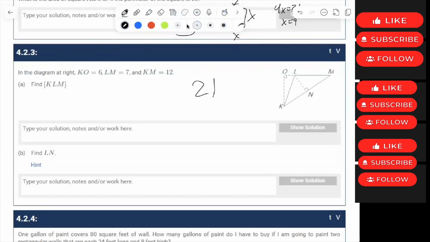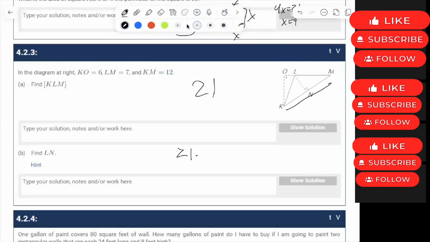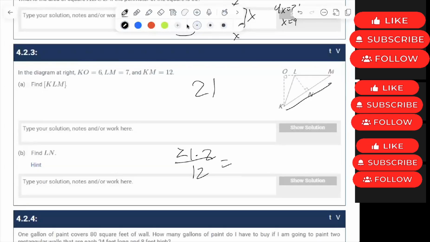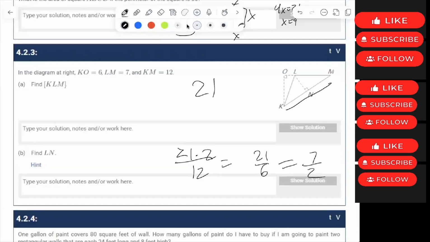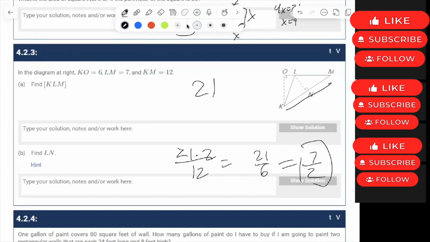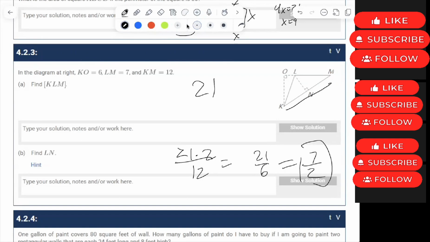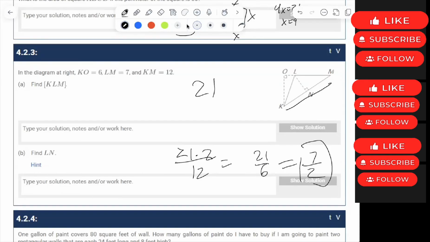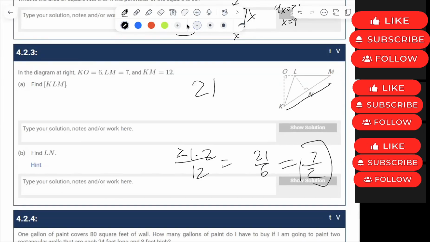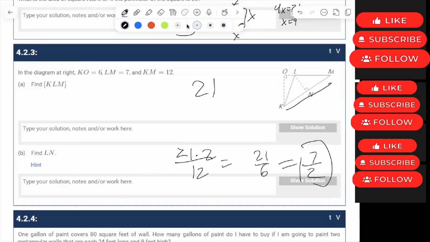For LN, since we know KM, it's just going to be 21 times 2 divided by 12, or 21 divided by 6, or 7 halves. And that's our answer. Why did I multiply by 2? Because when we find the area of a triangle, we always divide by 2. So in this case, we have to multiply by 2 to account for that.